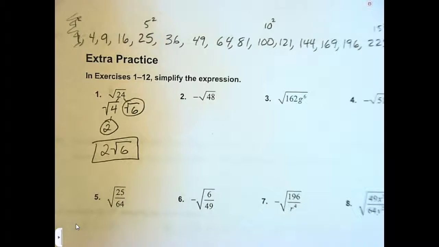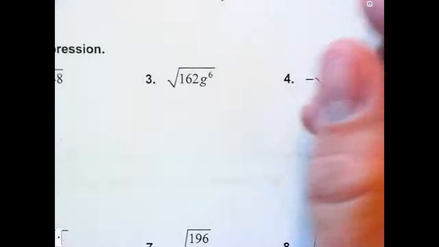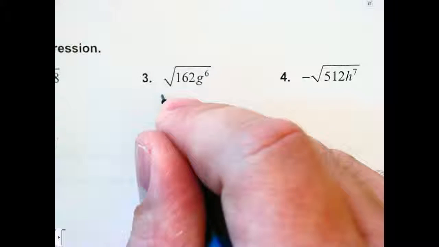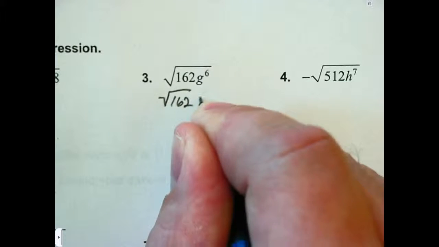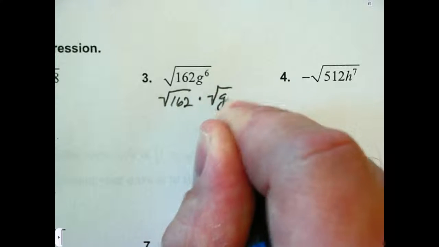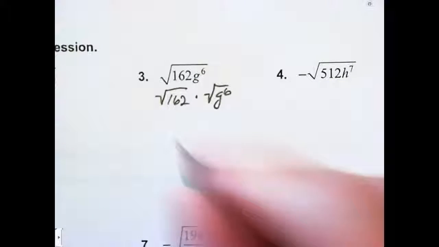Okay, I want you to try number 3. Let's break this apart. That's the first thing we're going to do. We're going to call this root 162 times root g to the 6th. Now I'm going to deal with those 2 different ways, or at 2 different times, excuse me.